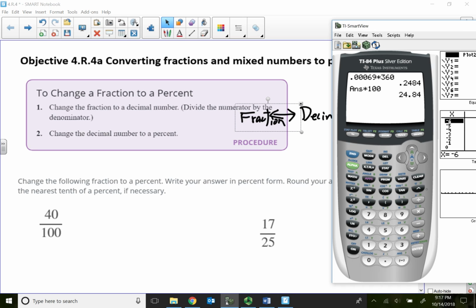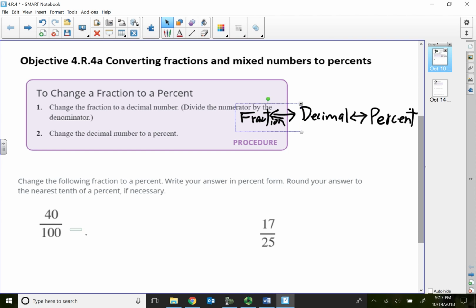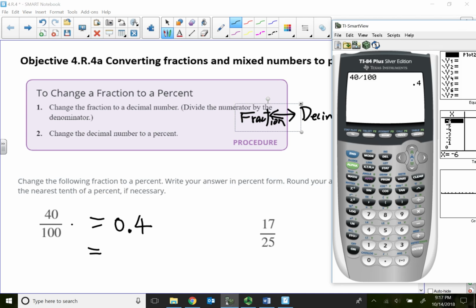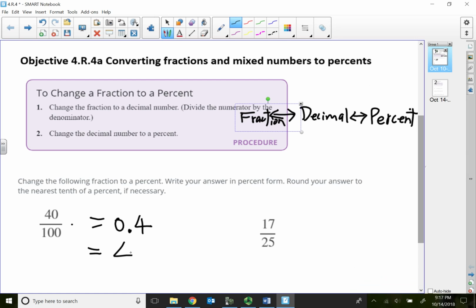40 divided by 100. So that will give me 0.4. Once I'm at 0.4, what that means is I'm at a decimal. So go from decimal to a percent. In the calculator, all I have to do is times 100, or just by looking at it, move the decimal to the right 2 places. So my answer is 40%.